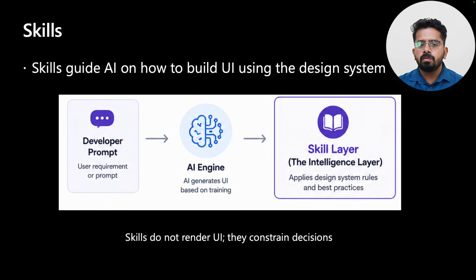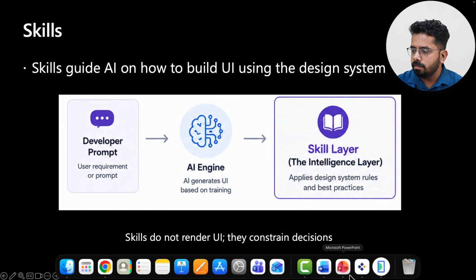A skill is a way to guide the AI to perform a task using structured instructions and rules. So here we are talking about design system skills, but skills can be used for other use cases also. So I will showcase you a skill file for now.